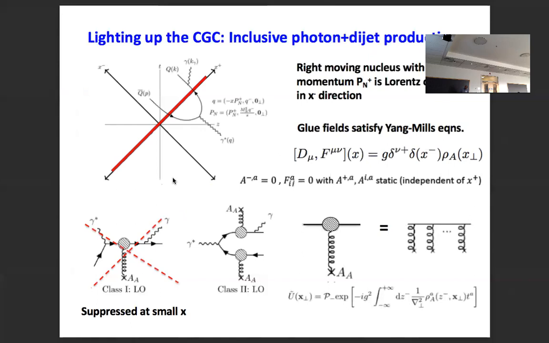And then you can have all possible insertions from the gluons onto both the quark and the antiquark, where this blob represents all possible such coherent multiple scatterings, which are represented by this Wilson line here, going from minus infinity to plus infinity in x minus, times this rho over delta squared, which comes from solving the Yang-Mills equation. So this is a highly non-trivial object, but that's what is in this blob. So this blob represents all possible such multiple scatterings.